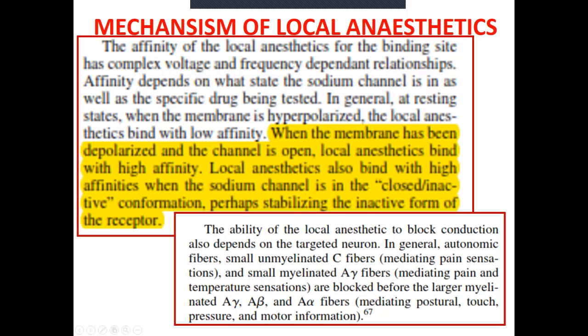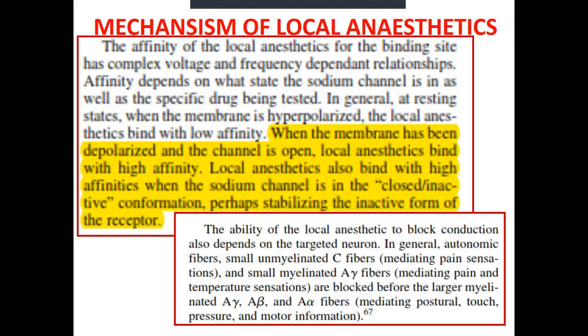Okay, so here it is given. So small unmyelinated fibers are blocked before the larger myelinated fibers. So which cells or which nerves are blocked first? First one is pain, then second one is sensation, then temperature. After that only postural, touch, pressure and motor information are blocked. So the order of blocking has been given. So with this, we are concluding the mechanism of local anesthetics.